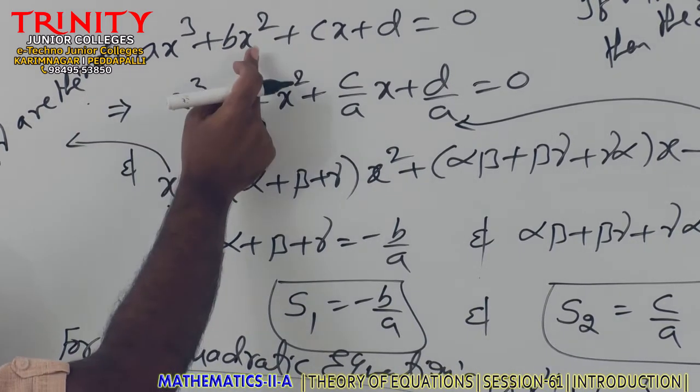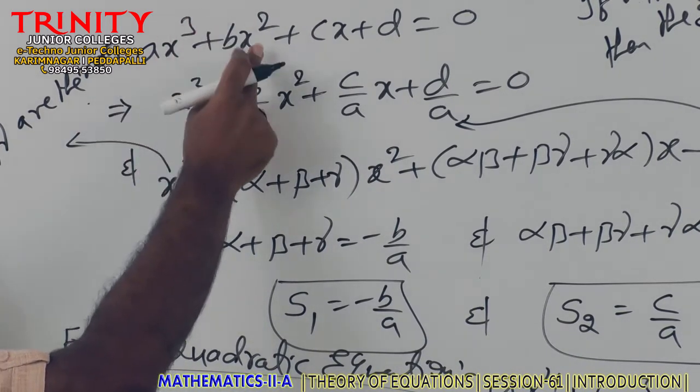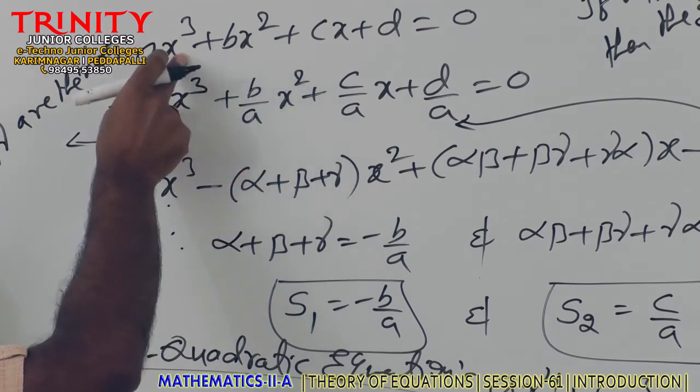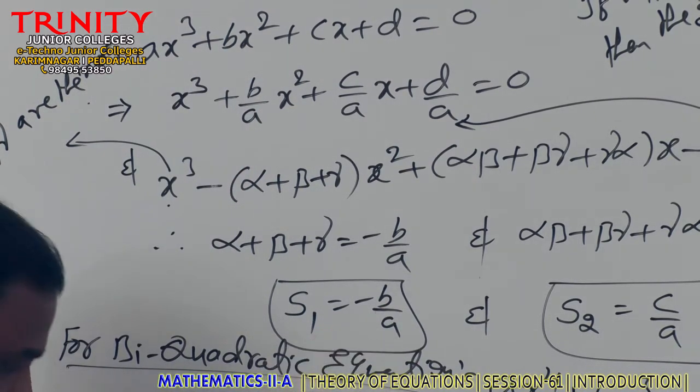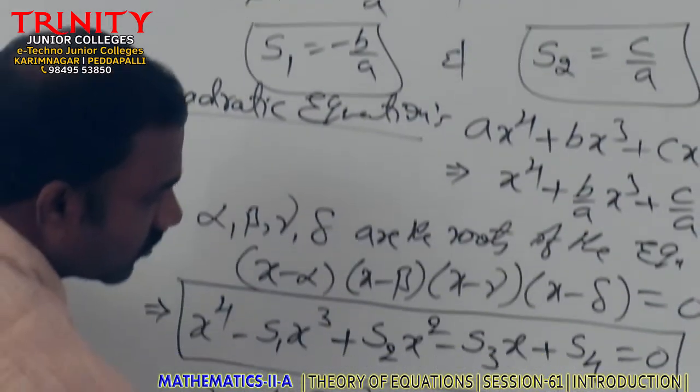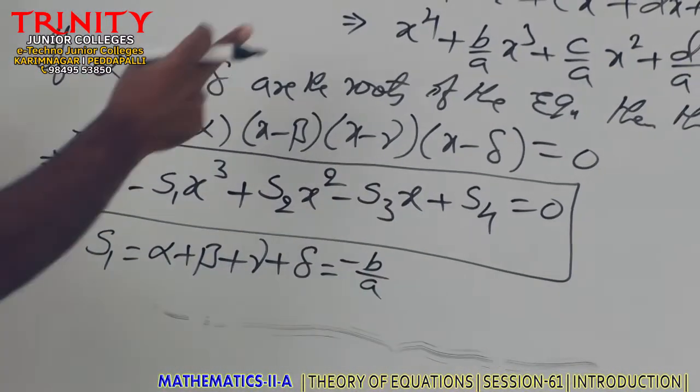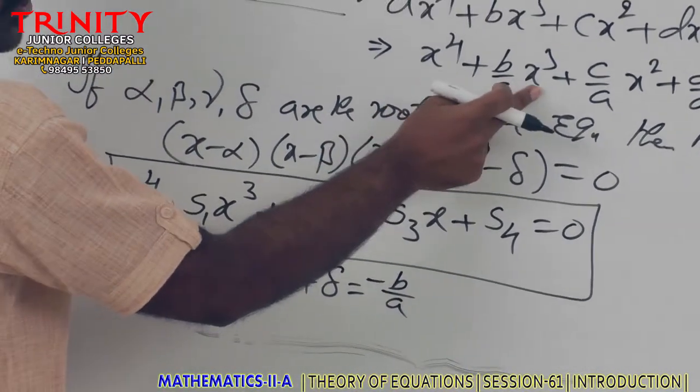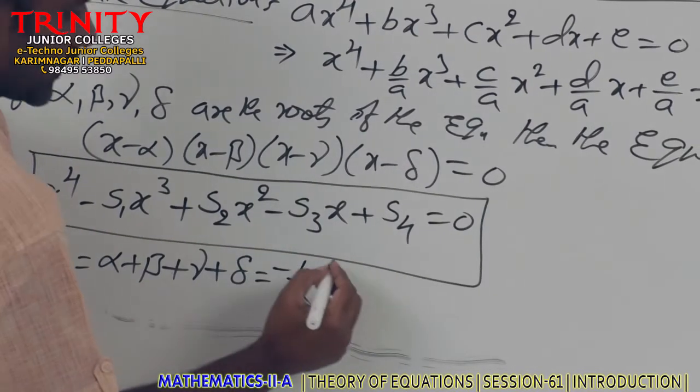This is a cubic polynomial. This is power 2, this is power 3. Therefore, x power n minus 1, that is 3 minus 1, by x power 3, that is minus b by a. The sum of the roots is always equal to minus b by a. Sum of the roots of the x cube equation is minus b by a.